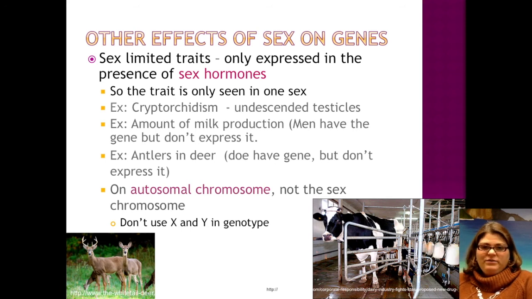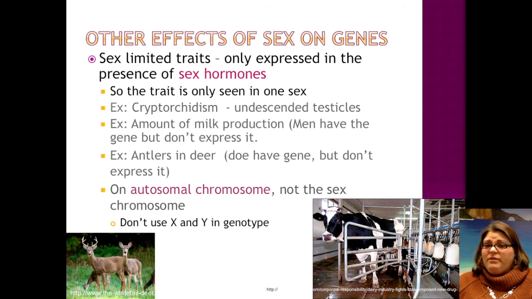So there's many examples. Milk production in cows, for example. Males don't produce milk, and so consequently a gene that controls how much milk is produced would never be expressed in a male. Antlers in deer: does have a gene for antlers, but they don't express it because female deer don't have antlers. So we can think of lots of examples: breast size, facial hair, all of those things that are associated with one of the sexes. Many of them are considered sex limited.